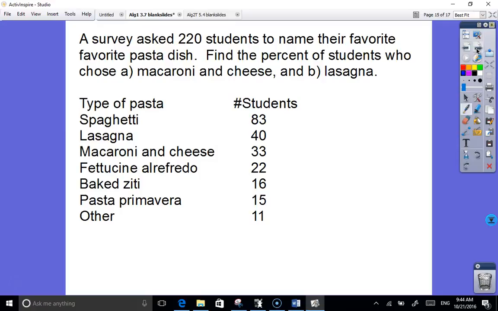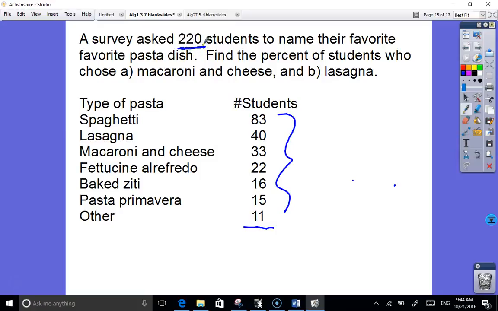A survey asked 220 students to name their favorite pasta dish. Find the percent of students who liked macaroni and cheese and lasagna. So what number are we missing here? When we're going to try to find the percent, we need to know the whole and the part, right? So these are all the parts. How are you going to find the whole? Add them up. Actually, we already know that because they told us at the beginning. What is the whole? 220.